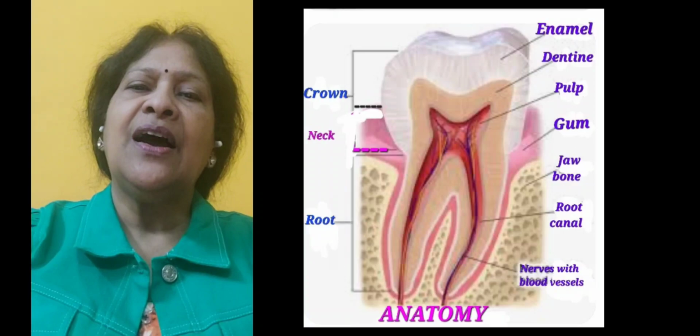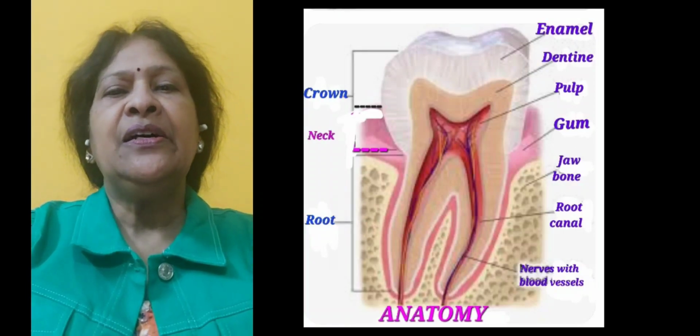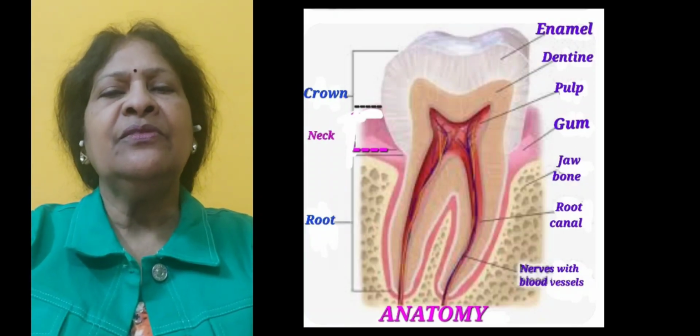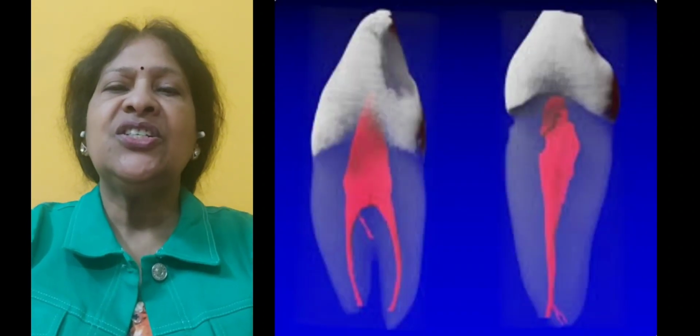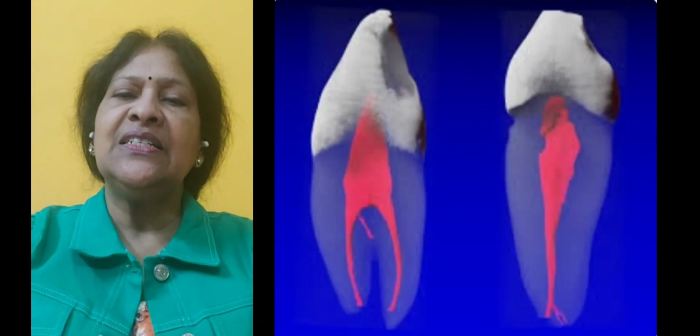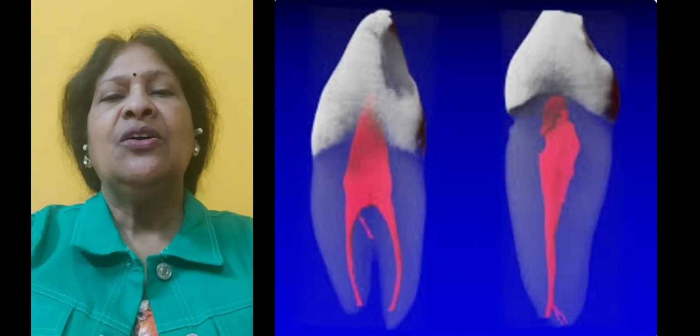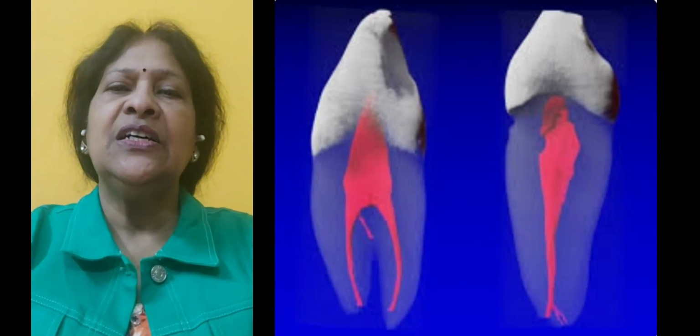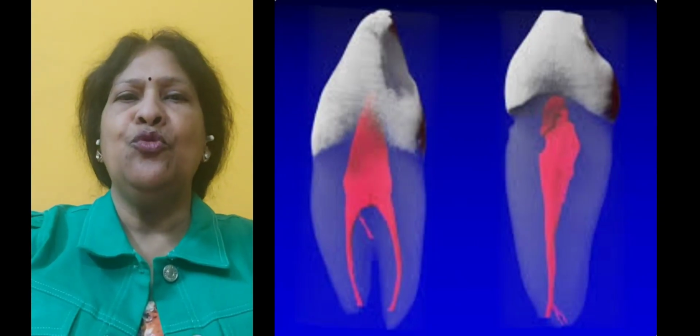These 3 fangs are well visible in the molars, whereas we mostly have just a single fang in the incisors and the canines, or we have 2 fangs in the premolars and a few molars.